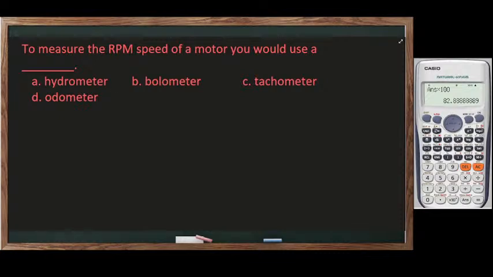So it is used to measure the RPM of a motor, no? So to measure the RPM speed of a motor, you would use a blank. So a hydrometer, a bolometer, a tachometer, or an odometer. So may sumagot na ng tachometer, no?